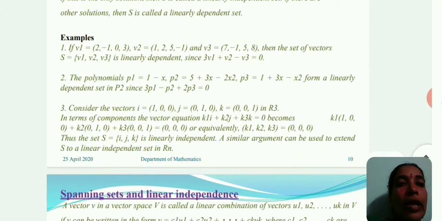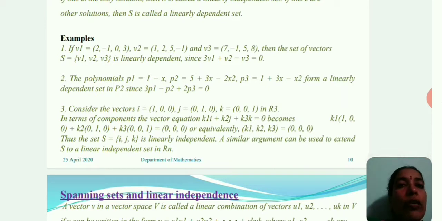Here see some examples. If v1 = (2, -1, 0, 3), v2, the second vector, contains the elements (1, 2, 5, -1), and the third vector v3 = (7, -1, 5, 8), then the set of vectors S is the set containing these 3 vectors.